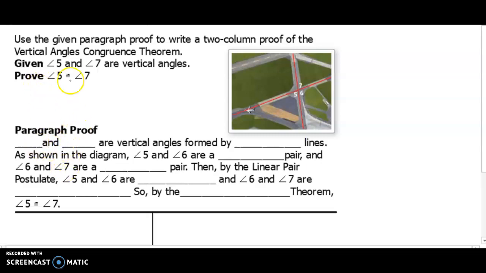So we're given that angle 5 and angle 7 are vertical angles, and as we can see in this diagram, we know they're vertical angles because they're formed by intersecting lines. So angle 5 and angle 7 are vertical angles formed by intersecting lines. As shown in the diagram, angle 5 and angle 6 are a what kind of pair? They are a linear pair. Remember, two angles side by side that make a line? And likewise, angle 6 and angle 7 are also a linear pair.